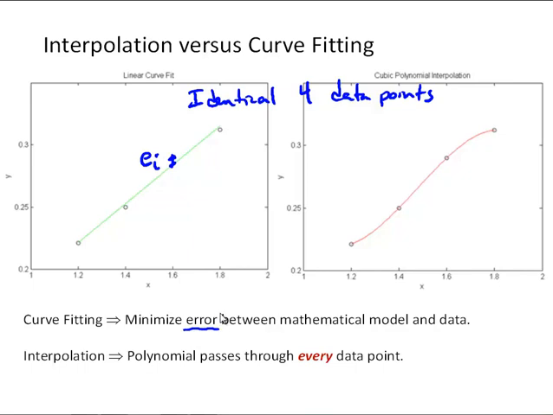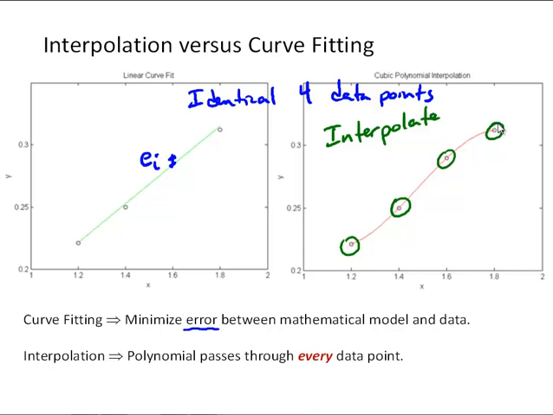And overall, conceptually, what we're doing is we're minimizing the error between the mathematical model and the data. In the figure to the right, we're going to interpolate between those 4 data points. And when we interpolate, the difference is we are going to make sure that we use a function, usually a polynomial, that passes through every data point. So you see that polynomial is passing through every single data point rather than minimizing the error of the data point. And that's the principal difference.